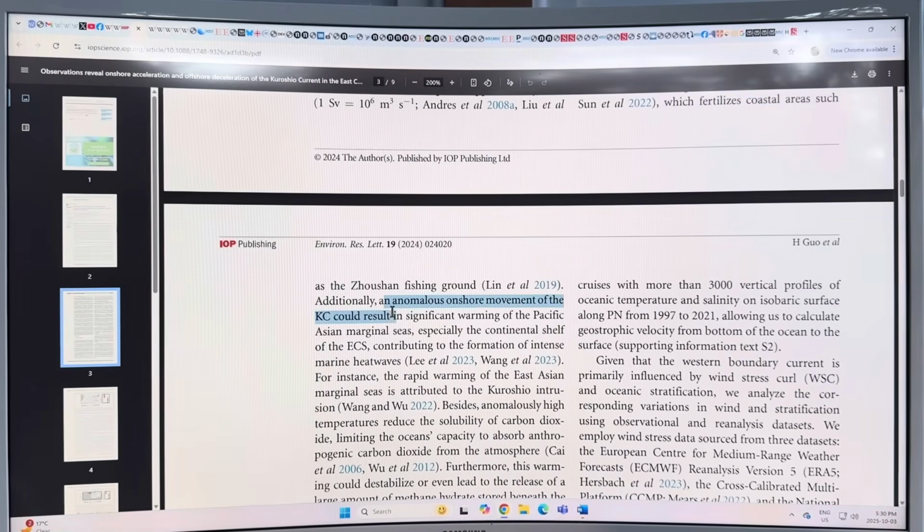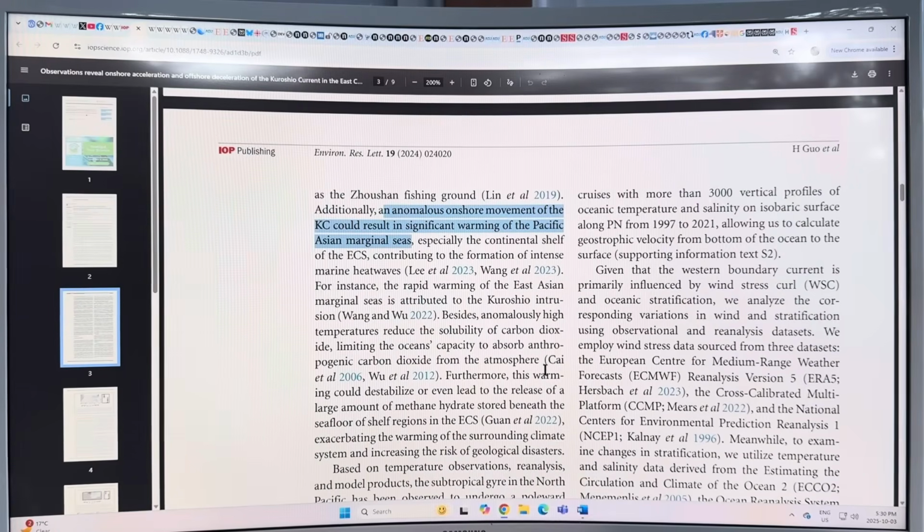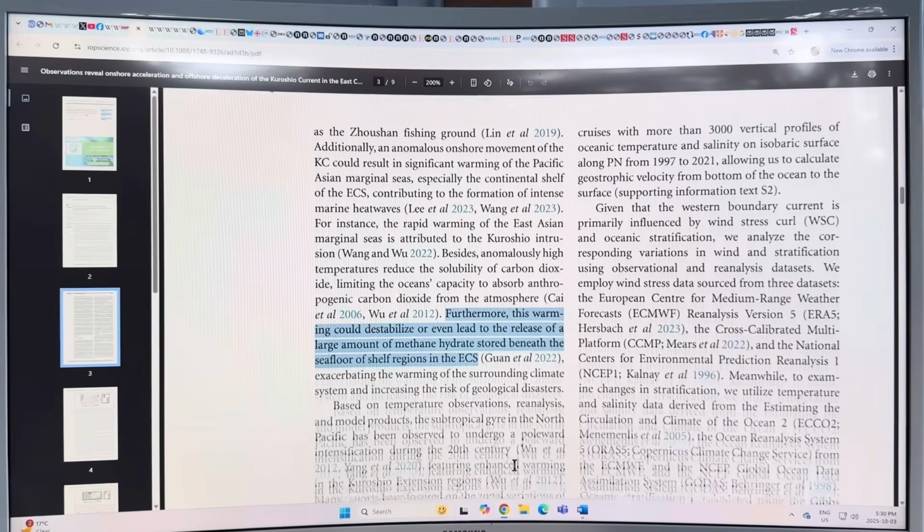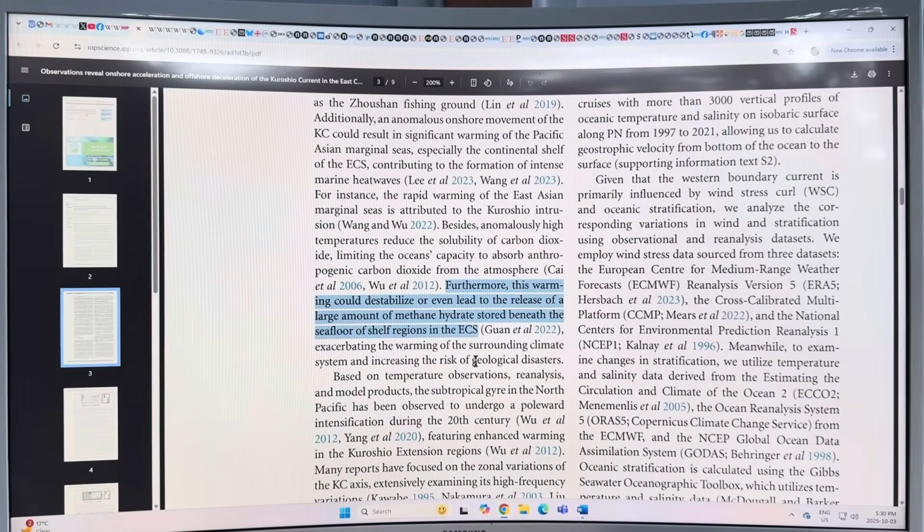anomalous onshore movement of the Kuroshio current could result in significant warming of the Pacific Asian marginal seas. Okay, so it has a lot of spin-off effects, and they talk about actually methane hydrates. They say this warming could destabilize or even lead to the release of a large amount of methane hydrate stored beneath the seafloor of shelf regions in the East China Sea. That would, of course, be a geological disaster, greatly warming the planet. I'll have to do another video on methane soon. I haven't covered methane for a while.